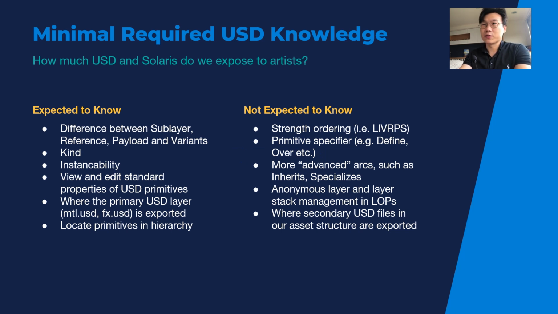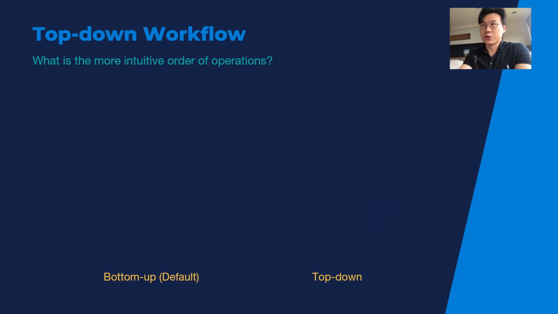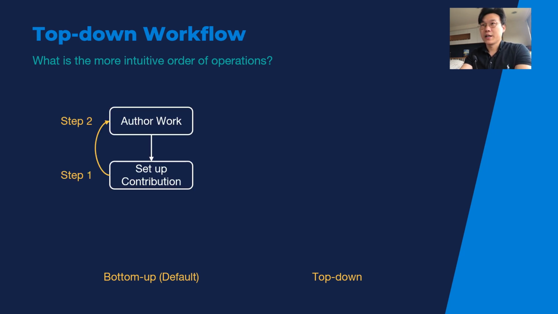While we want to account for the majority of standard workflows, we also want to ensure flexibility to extend workflows. The first iteration of our tools, which followed more closely the default behavior of Solaris, was bottom-up. If we simplify a typical workflow as 3 steps: first, set up the contribution; second, author the work; and third, export a USD file. Then in a bottom-up workflow, artists would first set up the contribution, author the work above it, and then come back down for the final export.